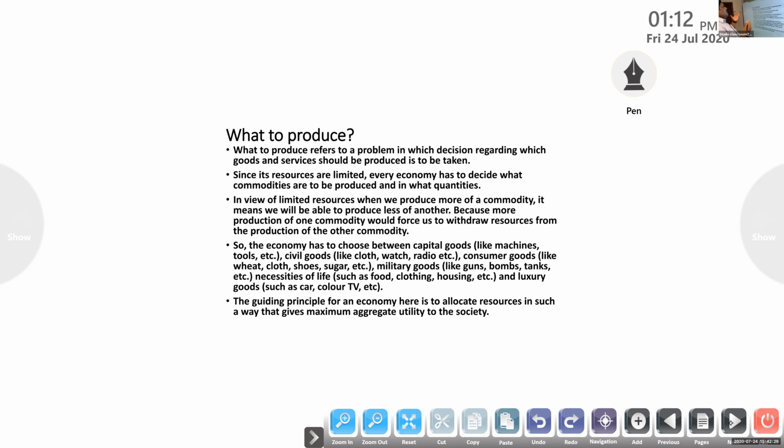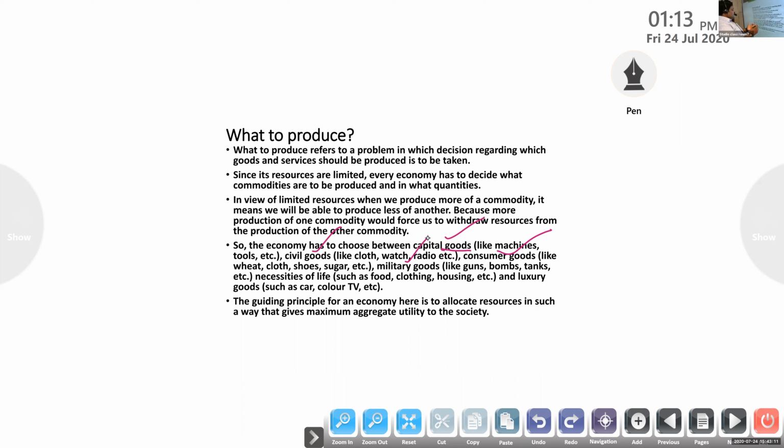For example, we know that the needs of the people are unlimited. So it is the responsibility of the producer to produce the product as per the need of the consumer. Clear? Each and every government is also thinking the same: what to produce for the people's use. Here, the economy has to choose between capital goods, consumer goods like wheat, cloth, shoes, or military goods like guns, bombs, tanks, etc.